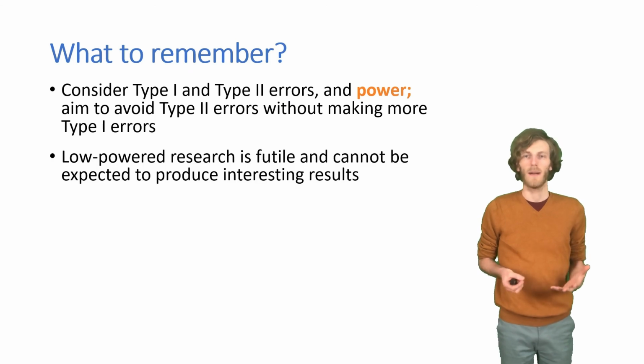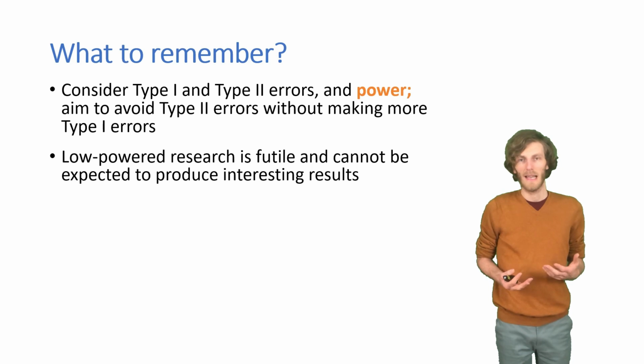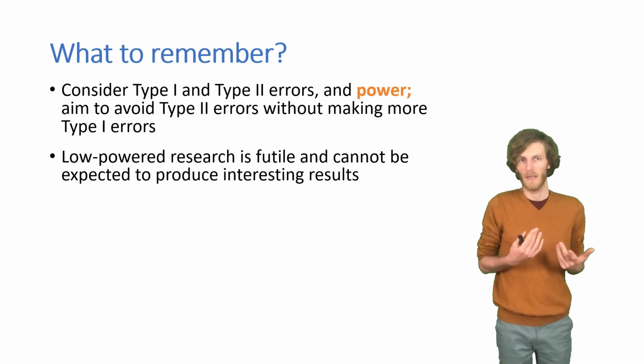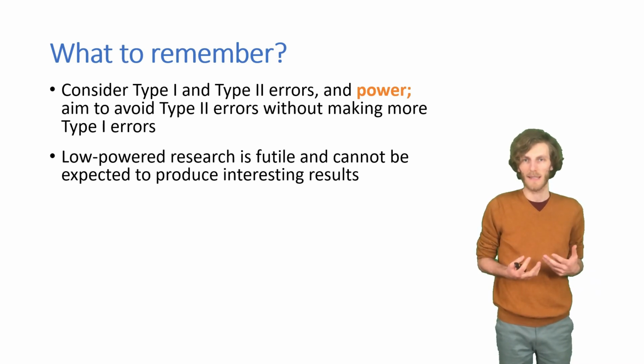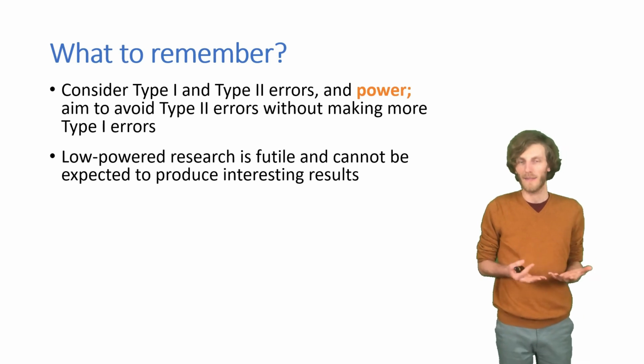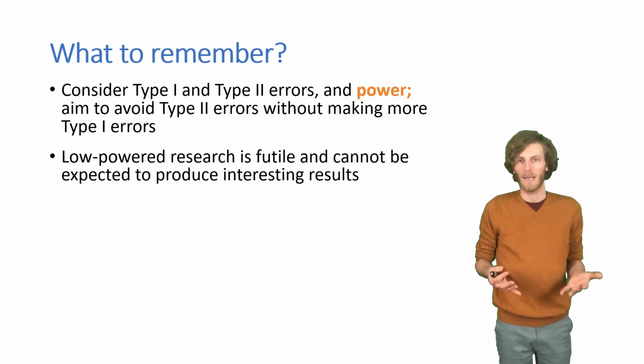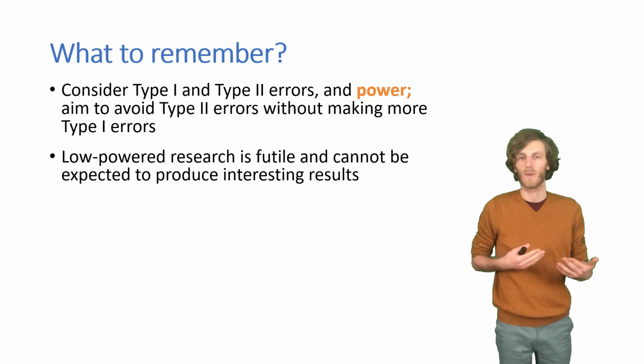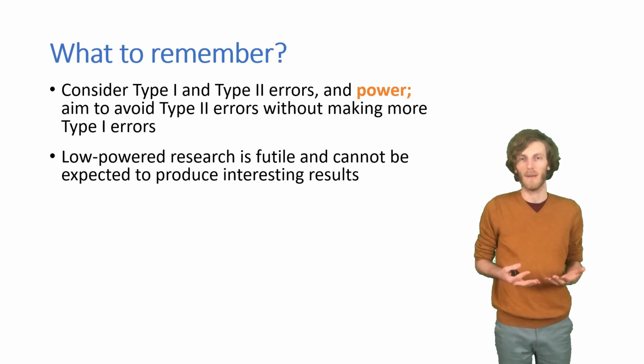Okay, what else to remember apart from this first point? Well, clearly low-powered research, while it's unfortunately common, is quite futile and often doesn't produce interesting results. And when we talk about open science and replicable science, we'll talk about some additional issues that come along with this, like the fact that a lot of low-powered research isn't publishable unless you find exciting results, and thereby leads to quite a big distortion in the published literature.